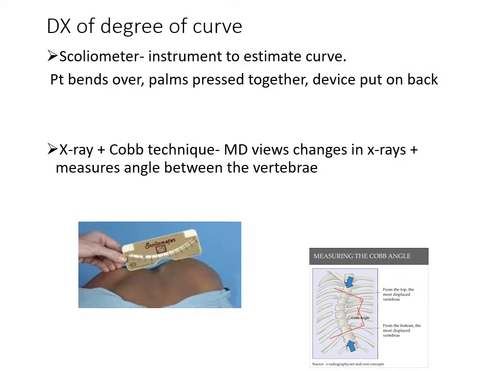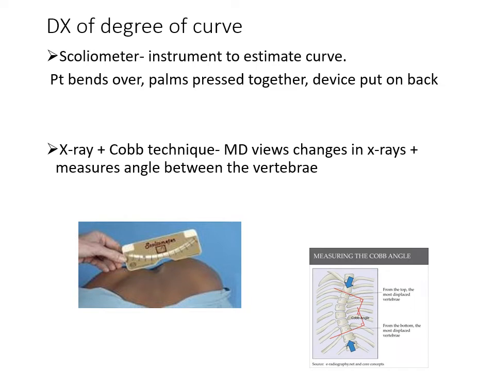So how do you diagnose it? The most common method is using a scoliometer, which is the most common one you will see in the pediatrician's office. Scoliometer is an instrument to estimate the curve. So you will ask the child to bend over with palms pressed together, and then you will put the device on the back and measure the degree of curvature. And that's the most common way of diagnosing it.